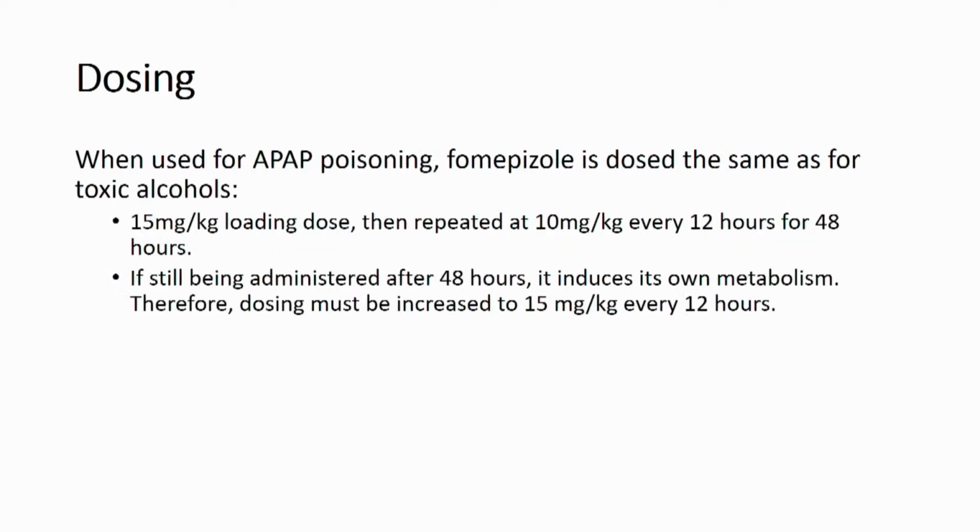So how do we dose it? When used in paracetamol poisoning, fomepizole is dosed in the same way as used in toxic alcohols. You'll give a 15 milligrams per kg loading dose, then repeat at 10 milligrams per kg every 12 hours for 48 hours. If it's still administered after 48 hours, it can induce its own metabolism. So you may need to increase the dose from 15 milligrams per kg every 12 hours.